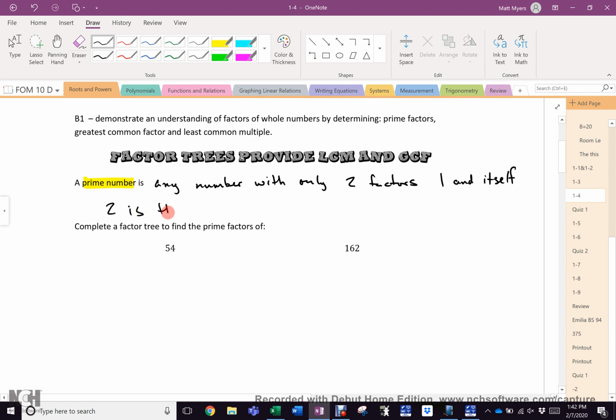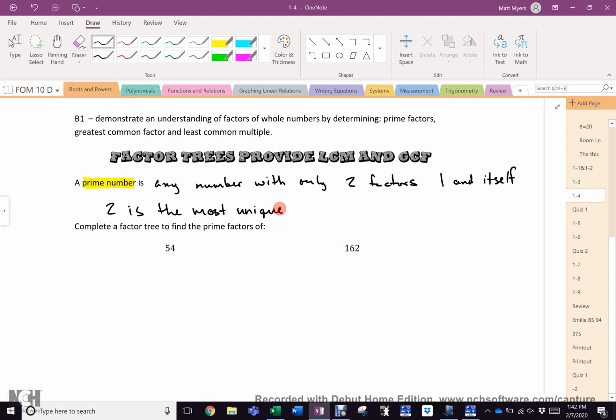2 is the most unique. Which I know is silly to say, most unique, right? Because if something's unique, it's unique. It can't be more unique than something else. But anyways, 2 is a very powerful prime number.